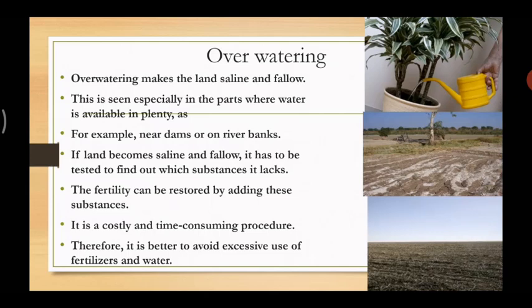Now that place is a place where there is water continuously. You will see water mostly near the river banks, near the dams, right? And you can't grow crops over there. For example, plants grow near dams or river banks.